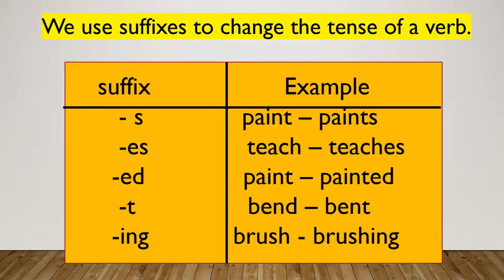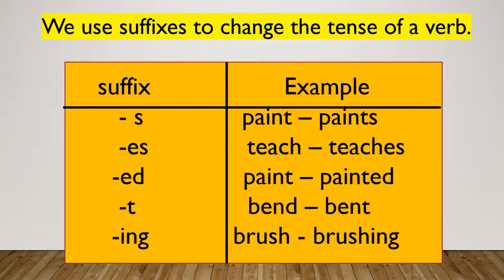The next suffix is ed. Student, ed is added to the verb paint. So, paint changes to its past tense, that is painted. Why did it become painted? Because here we have added ed at the end of the root word. So paint changes to past tense, that is painted. Now student, let's see the next one.